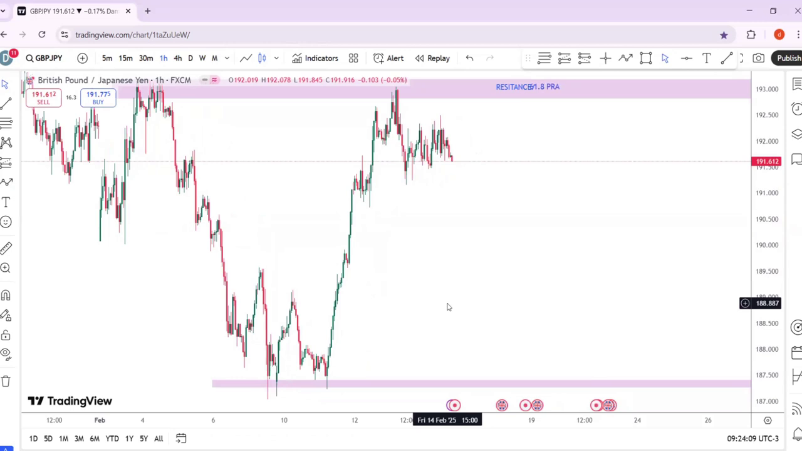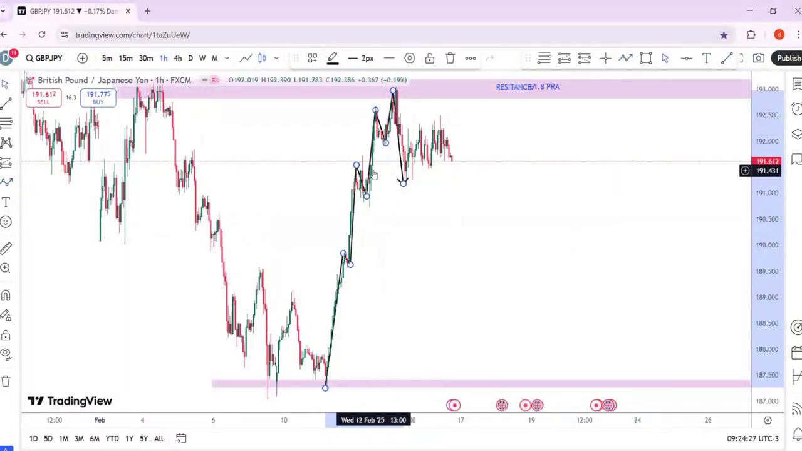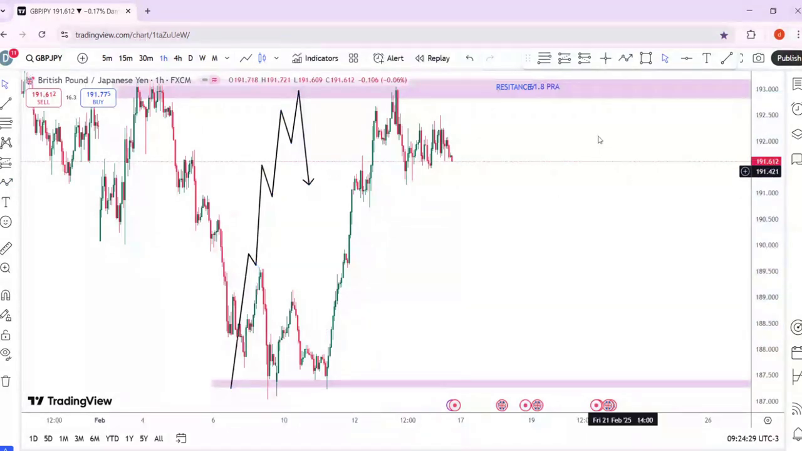But like I said, the 15 minutes is my favorite, but I can still pick my trades on the 1 hour time frame. So here on the 1 hour, let's read the structures again. It is push, exhaustion, push, exhaustion, push, exhaustion. Hit the PRA, resistance / 61.8, and broke the structure. As soon as the structure is broken, you can place your sell.